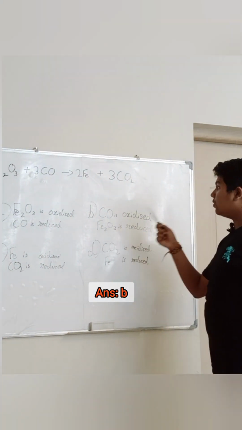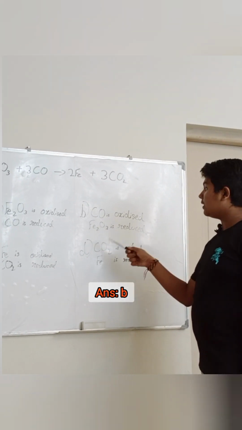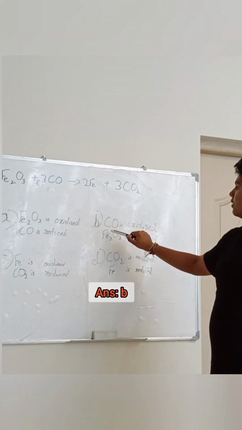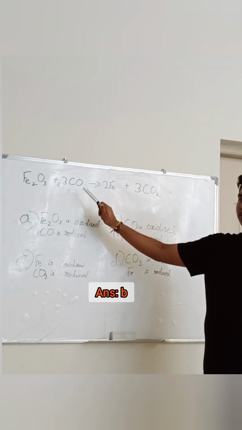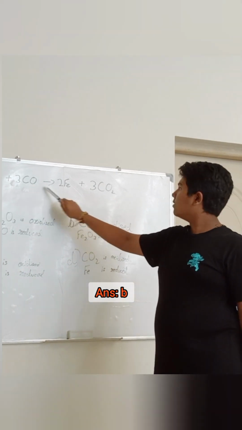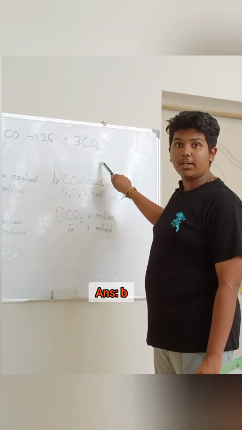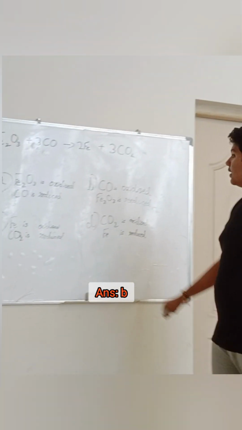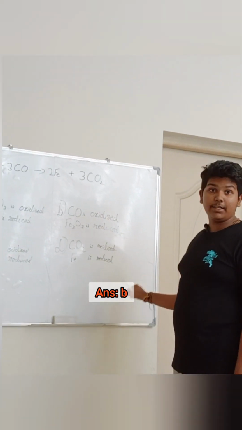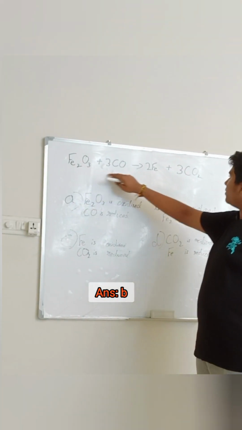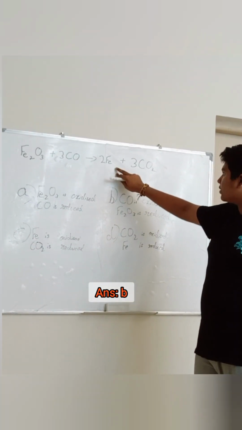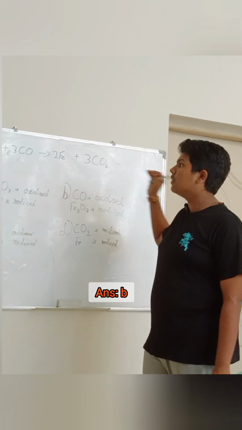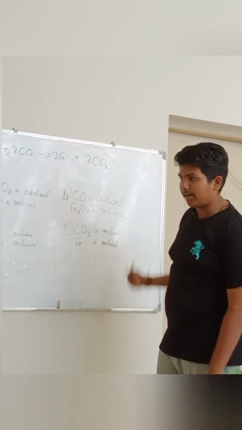CO is oxidized and Fe2O3 is reduced. So CO is oxidized. Is it true? CO here, and now it got extra oxygen. So this part is correct. And Fe2O3 is reduced. So is it reduced? Yes, right. Because the oxygen is not present there, it's gone to the next substance. So this option is correct.